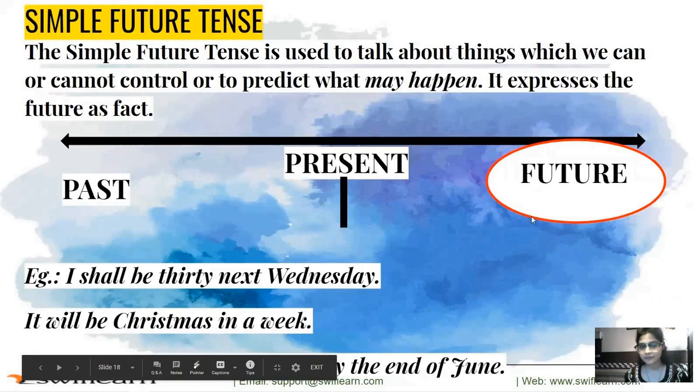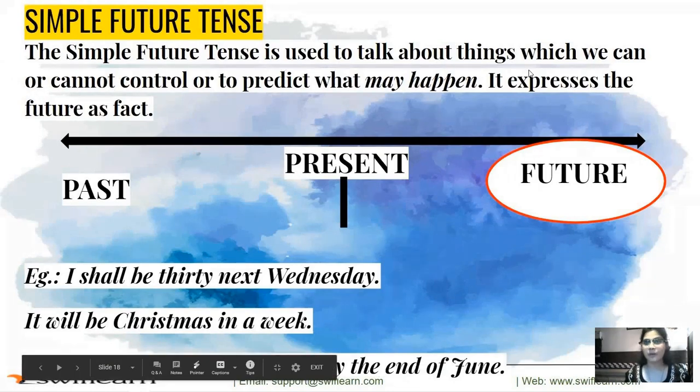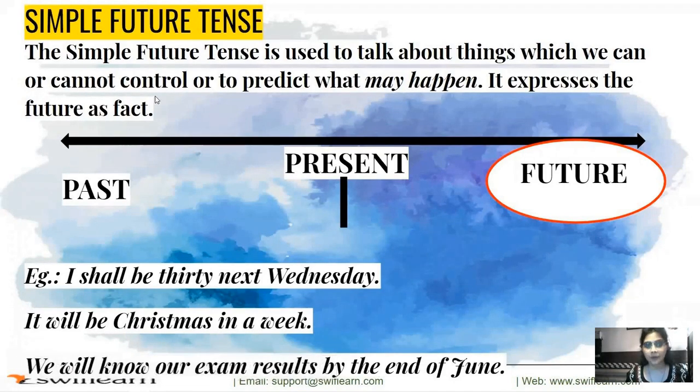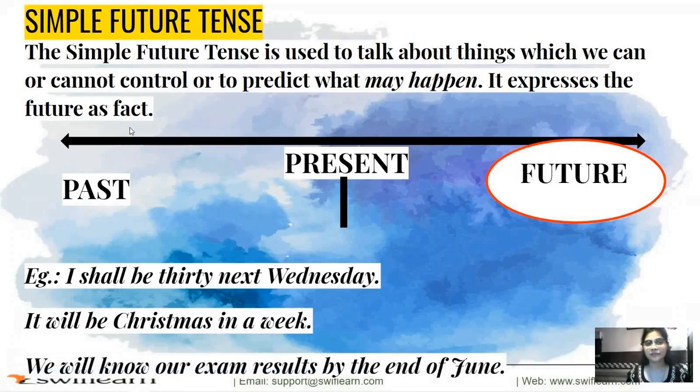Let's see the other tense, which is future. Simple future tense is used to talk about things which we can or cannot control, or to predict what may happen. It expresses the future as facts. We can say about the things which have happened already in the past. We can tell the things which are going on right now in the present, but we cannot tell the things which haven't happened yet or will be happening at some other time, which will be in the future.